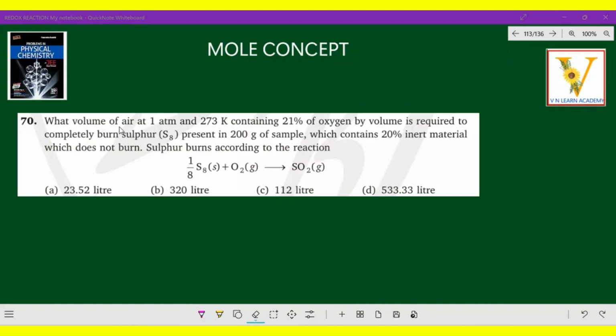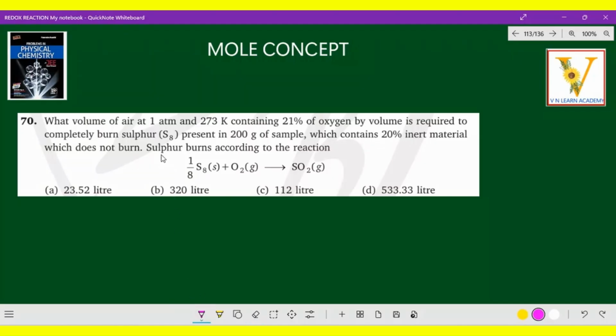The next question: what volume of air at 1 atmospheric pressure and 273 Kelvin, containing 21% of oxygen by volume, is required to completely burn sulfur S8 present in 200 gram of sample, which contains 20% of inert material that does not burn?